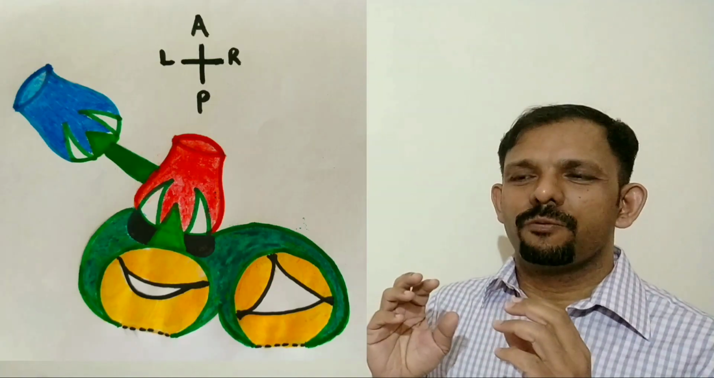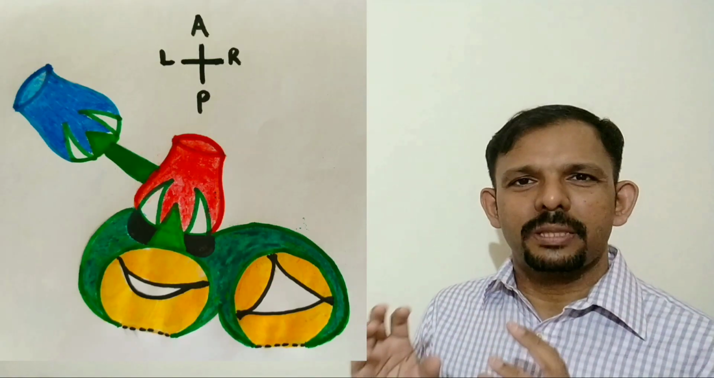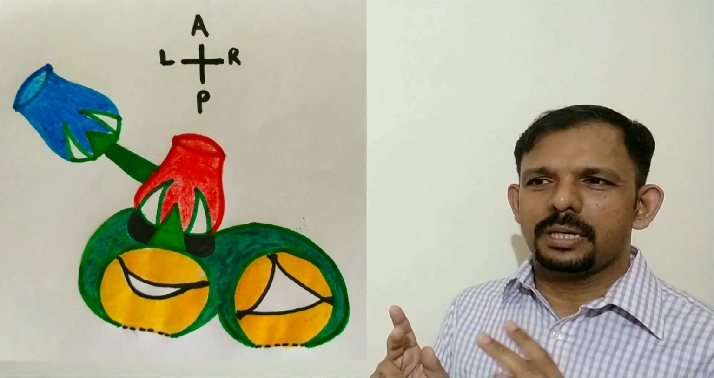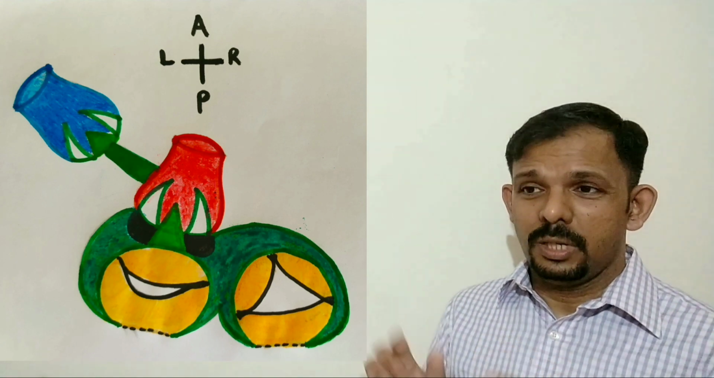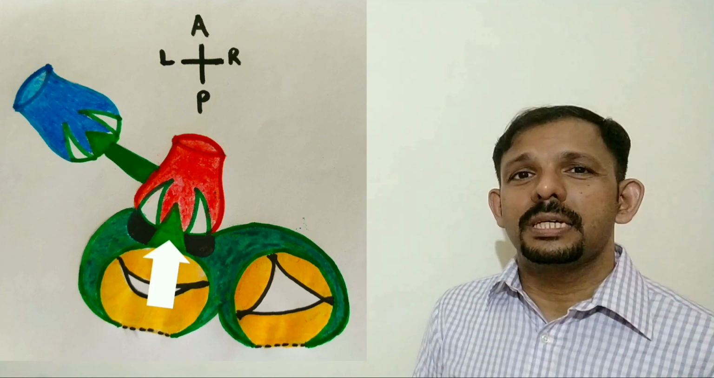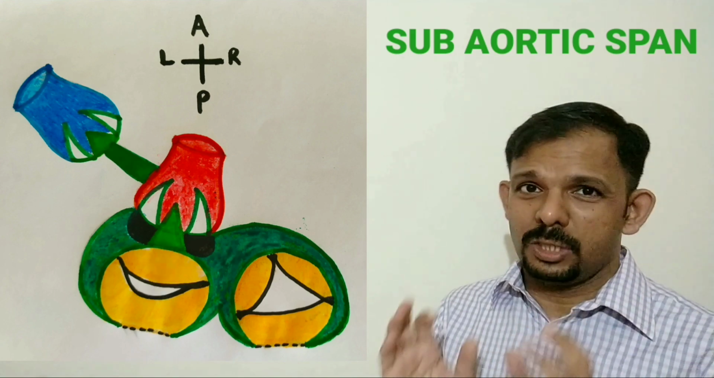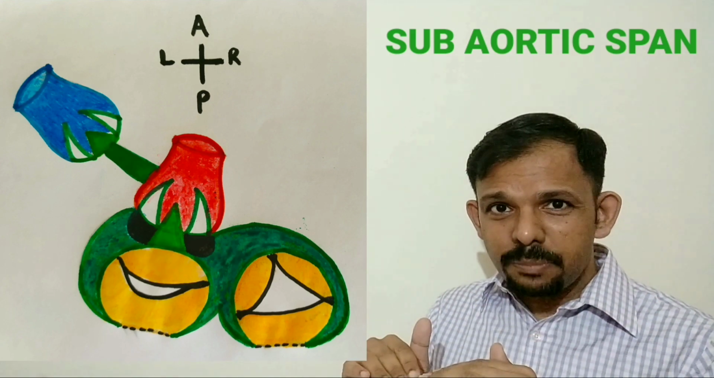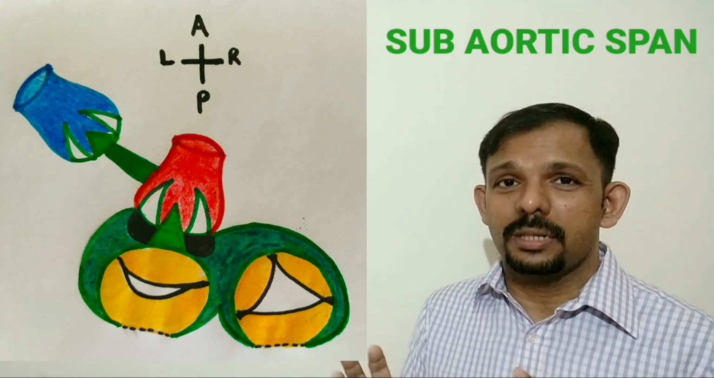Okay, so now from this diagram we have been able to depict this much. Now look at the area between the 2 scallops, that is the posterior left and posterior right. You can see there's a greenish area that is marked over there. That is the subaortic span. Okay, the area that is at the lower aspect of the aorta. So you don't have to learn it by heart.